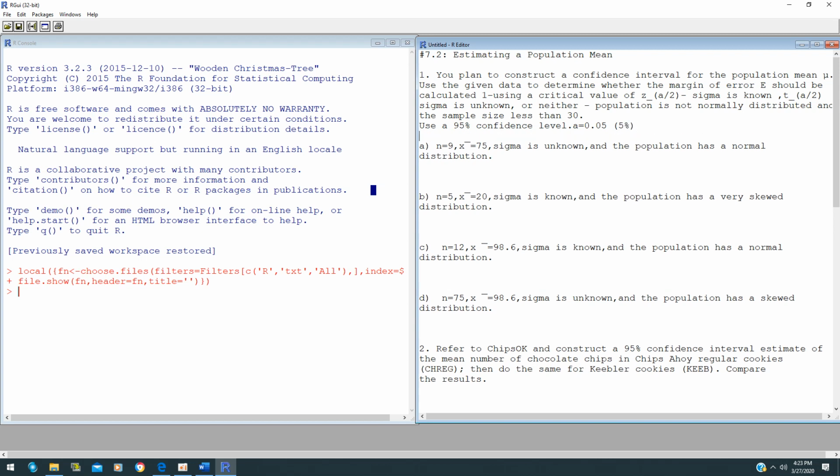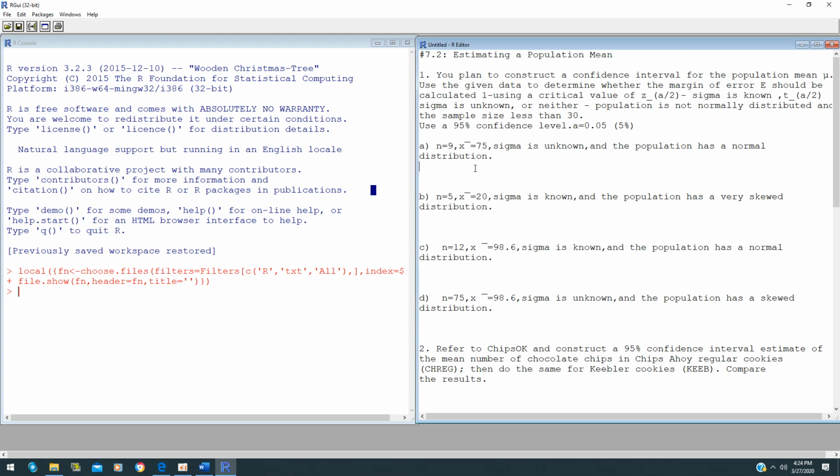So for question A, the sample size n is 9, x bar is 75, which is the sample mean, sigma is unknown, and the population is normally distributed. Since sigma is unknown here, this is going to be t alpha over 2. Although the sample size is small, the population is normally distributed. So for us to do this question, when sigma is unknown, we have to use t alpha over 2.